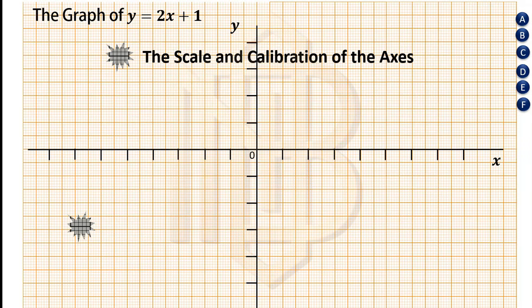you discover that on your own graph, in your graph book, it's 2 centimeters. So if I want to use a scale of 2 centimeters representing 1 unit, that means this place is going to be 1, this is going to be 2, this is going to be 3, and so on and so forth.